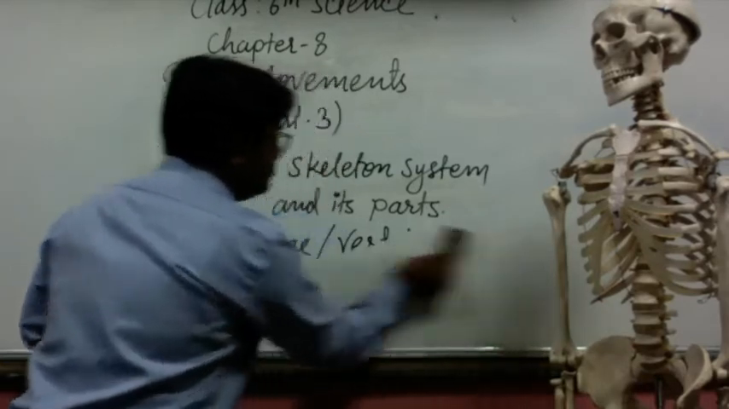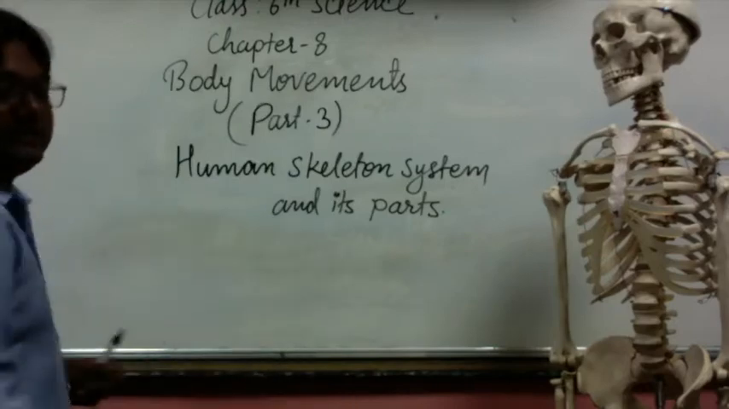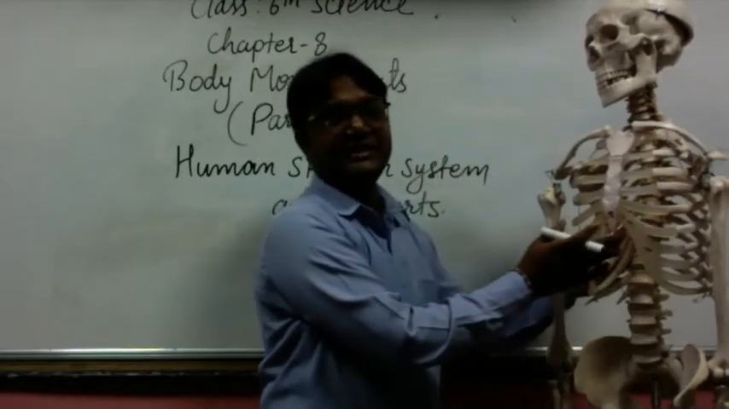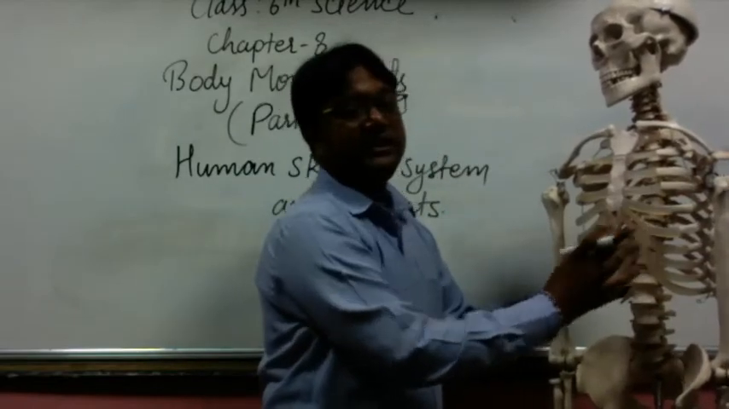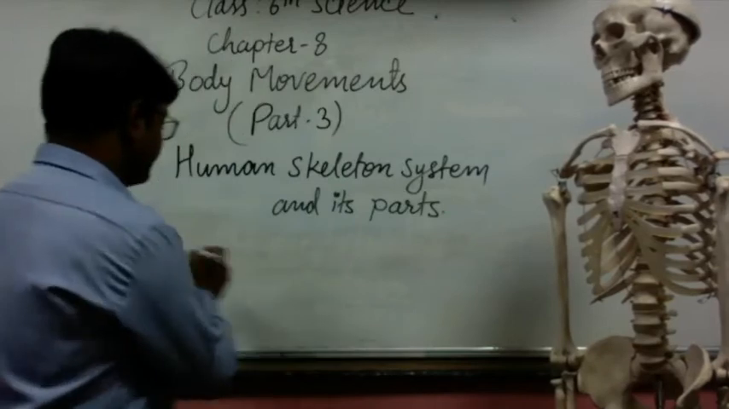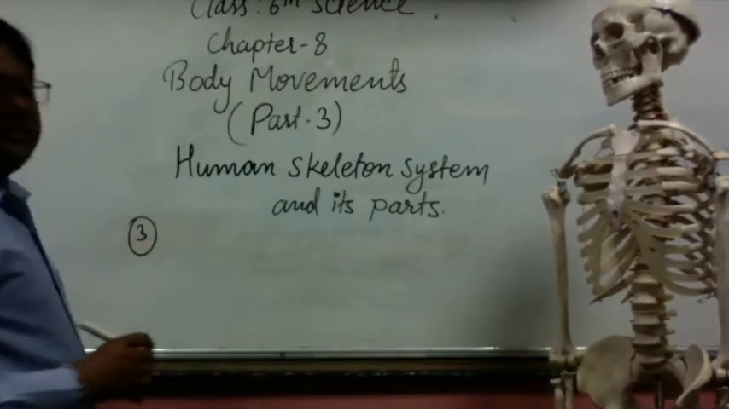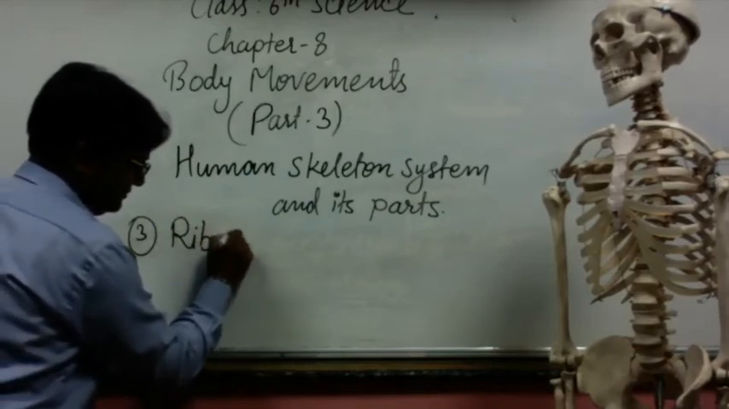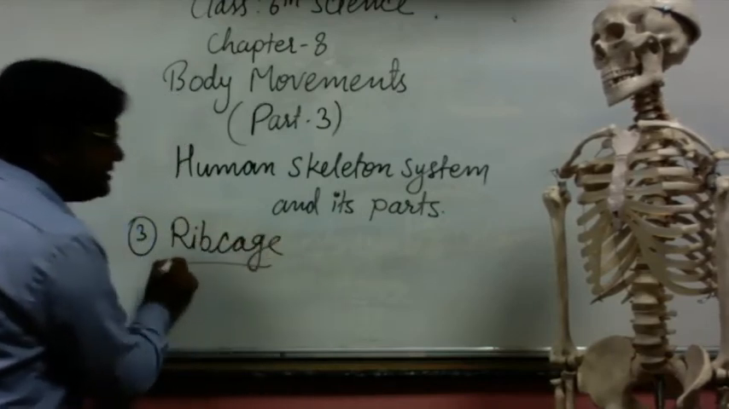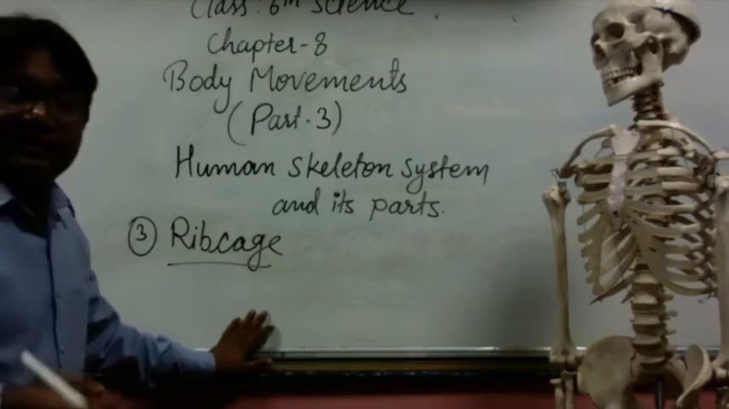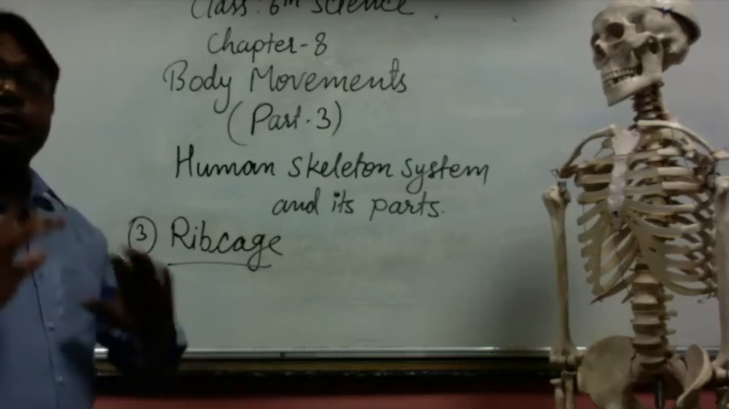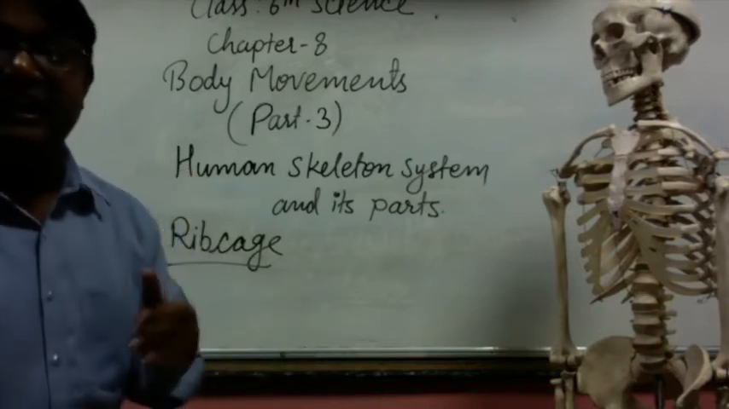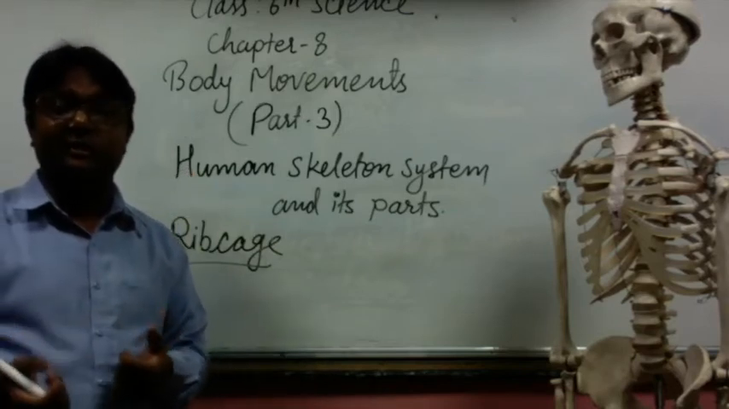Okay, now let's move towards the next part of the human skeleton. You can see this bony structure in the chest cavity. This bony structure is called the rib cage. The rib cage is a bony structure which protects the heart and lungs in the chest cavity.